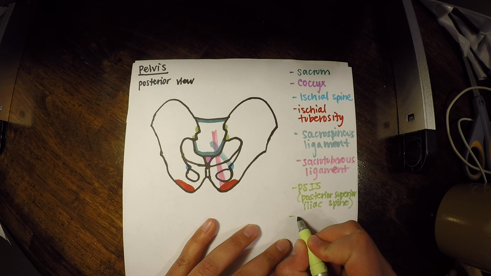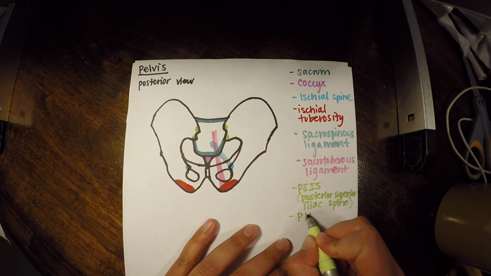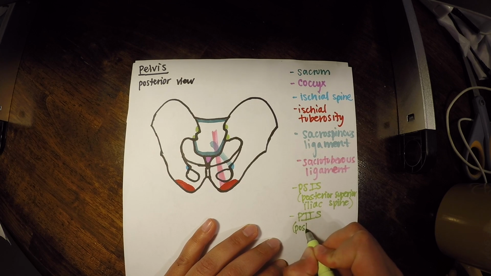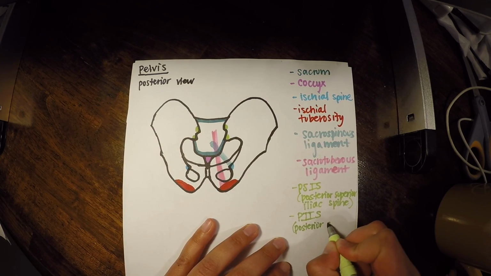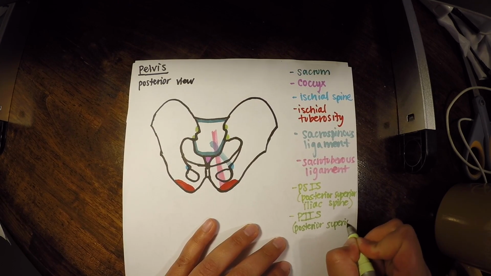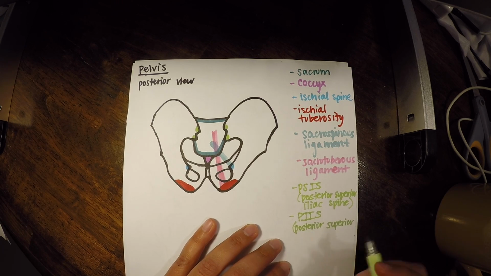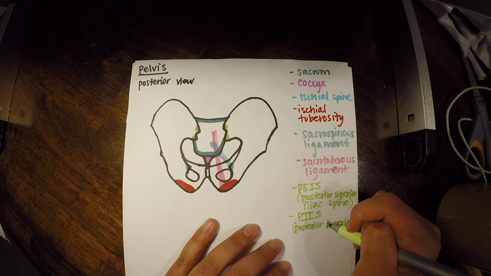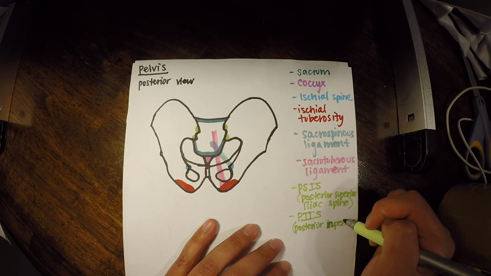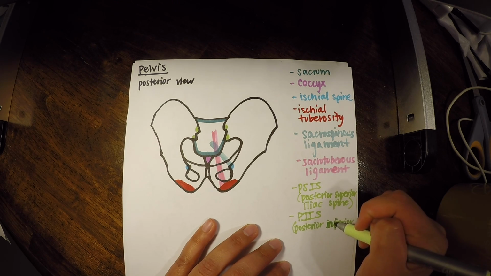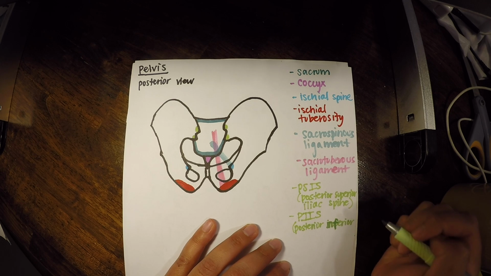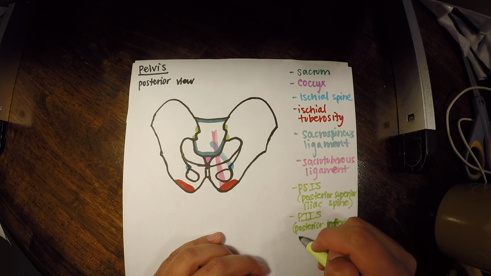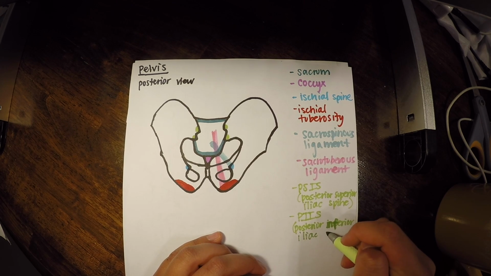And I'm also going to do our PIIS, our posterior superior. Oops, I wrote that wrong. It should be inferior. I got in my groove there. Ooh, that's a little messy, but it should be posterior inferior iliac spine.